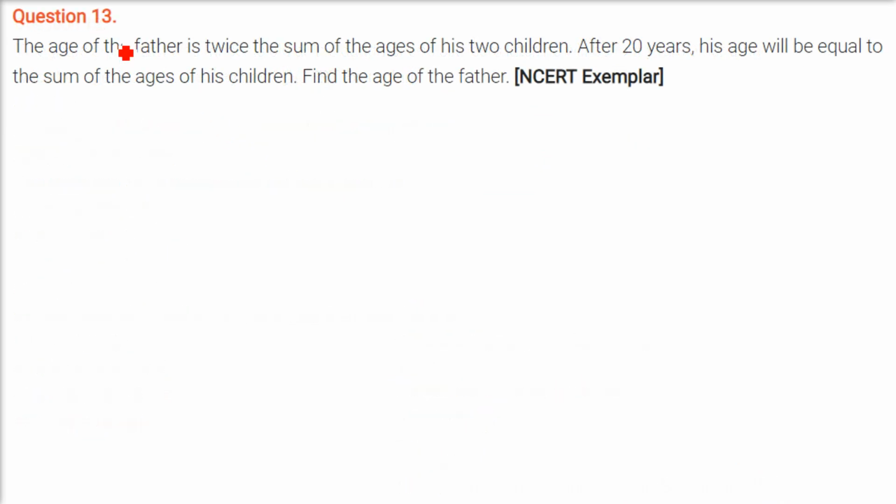The age of the father is twice the sum of the ages of his two children. Now we'll do it another way. This is the same question we did earlier, but here we'll do it in a different way. Let us assume the age of father is x, one son's age is y, and the other son's age is z. So the age of father, x, is twice the sum of the ages of the two children, y and z. This is our first equation.